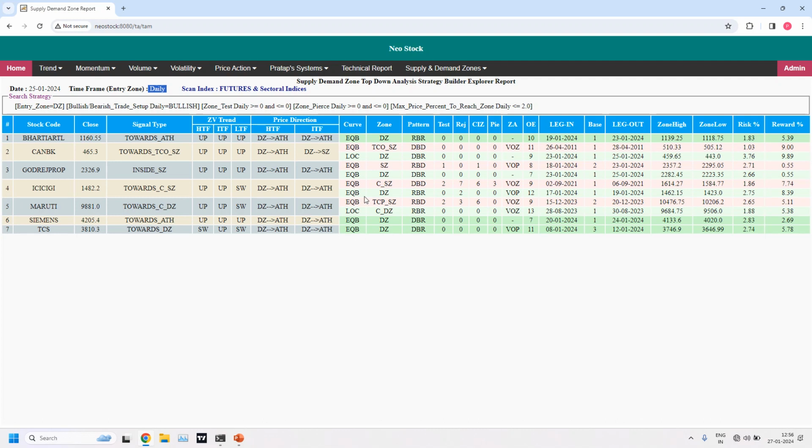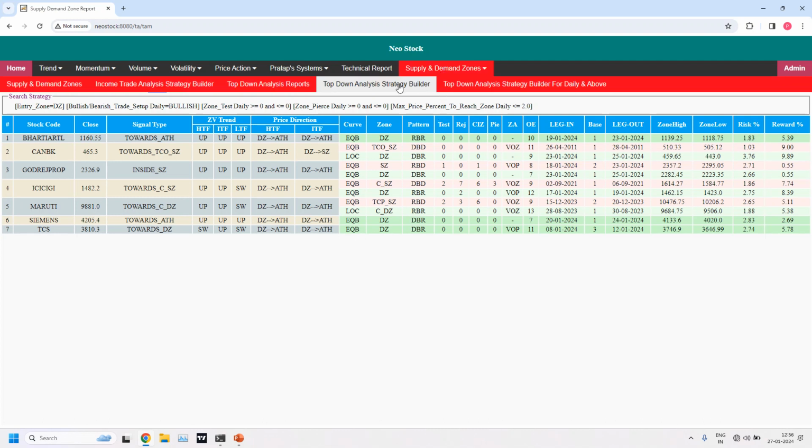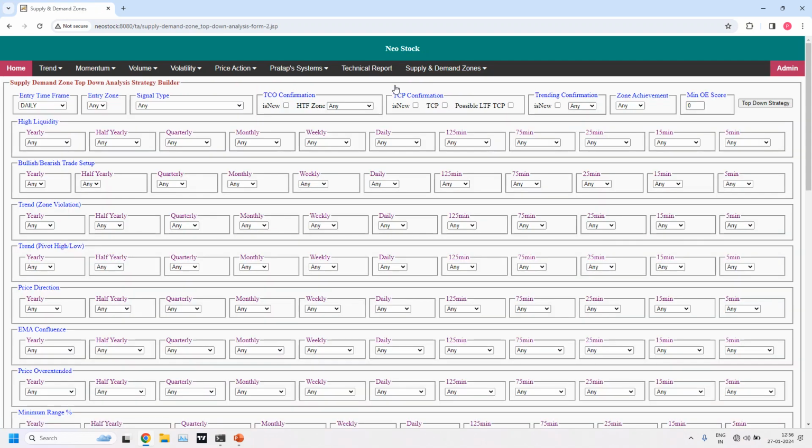Now let us look into the bearish trade setup. Now let me change the time frame to some other, say 75 minutes. Entry time frame is 75 minutes. So 75 minutes is a WIT trade, weekly income trade. For 75 minutes, daily is the intermediate time frame ITF, and weekly is the HTF time frame, that is the higher time frame.